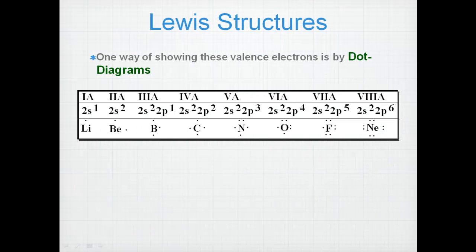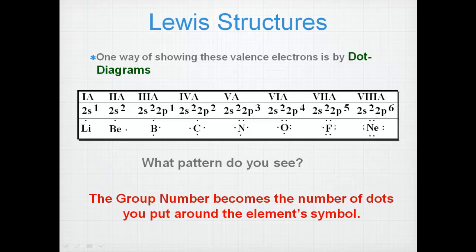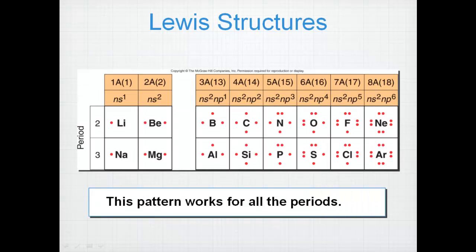One way to show these valence electrons is by a dot diagram. If you look at the element, this has one dot, which represents its one outer electron, two dots for two outer electrons. What's important for you to notice is that they are single first, going around the element, and then they start doubling up. What pattern do you see here? That the group number becomes the number of dots that you put around the element symbol. This pattern works for all the periods in the s and p block.